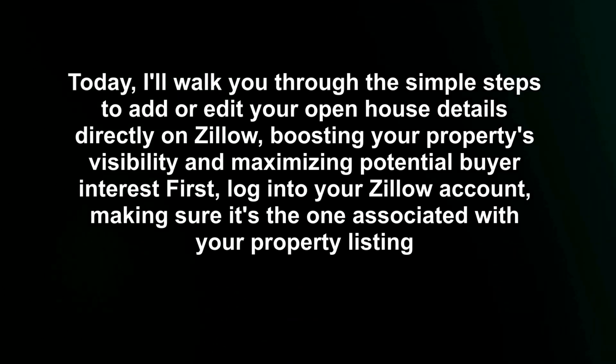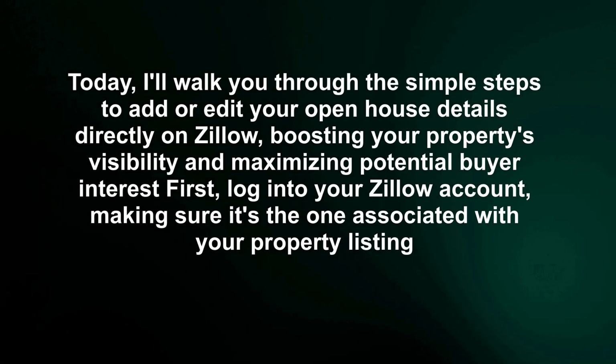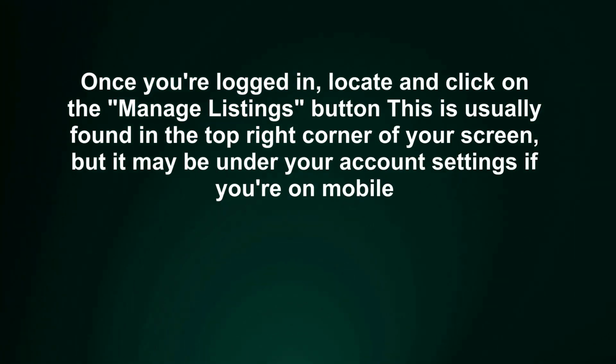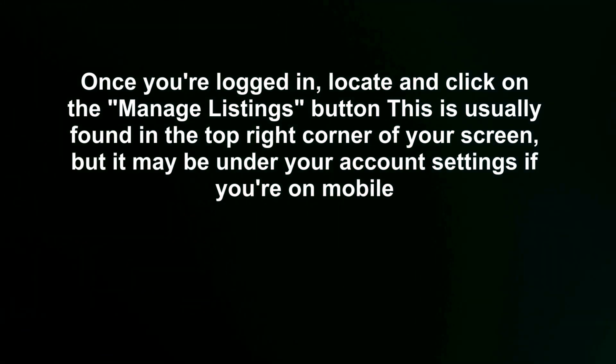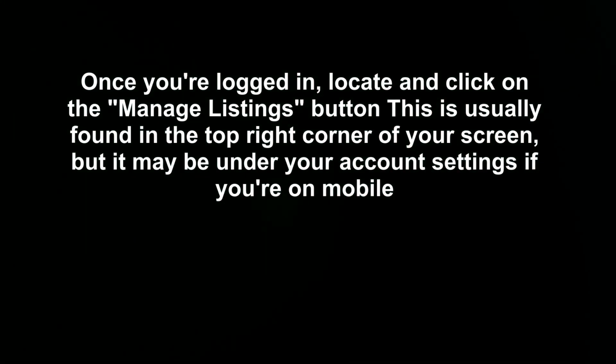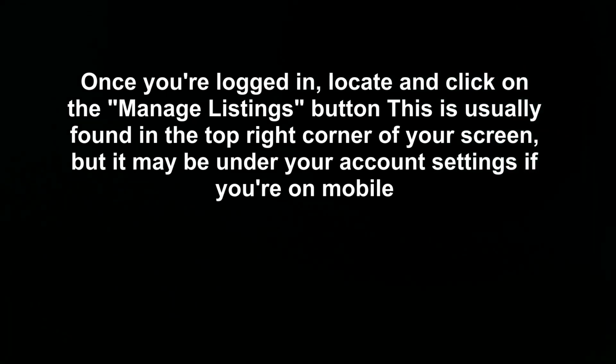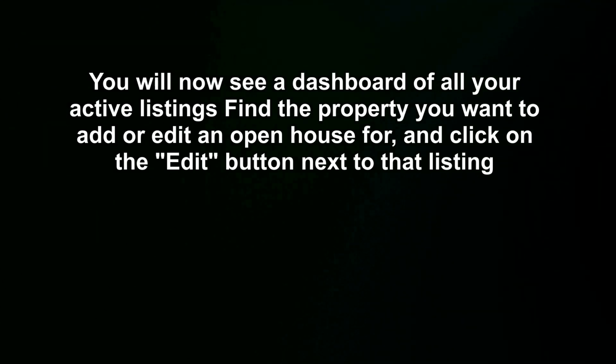First, log into your Zillow account, making sure it's the one associated with your property listing. Once you're logged in, locate and click on the Manage Listings button. This is usually found in the top right corner of your screen, but it may be under your account settings if you're on mobile. You will now see a dashboard of all your active listings.